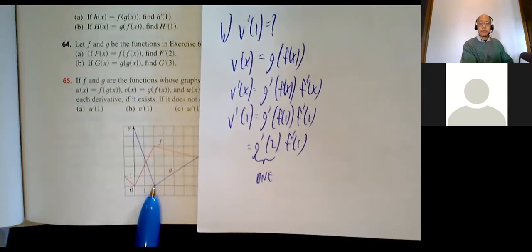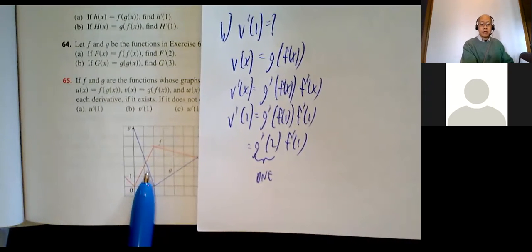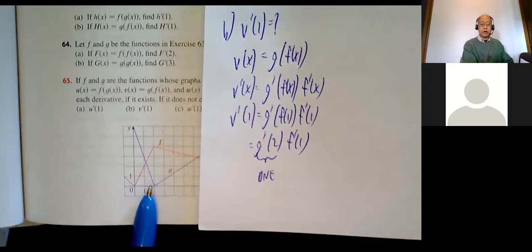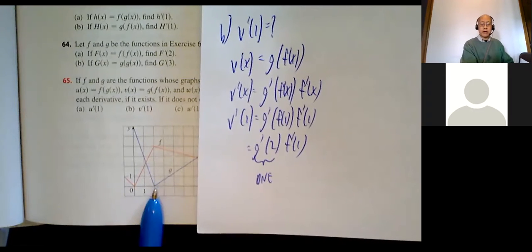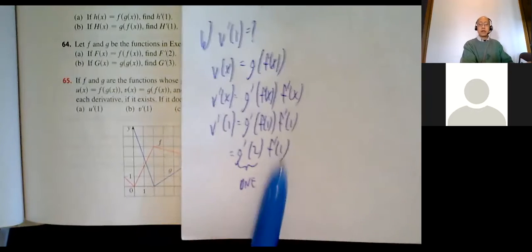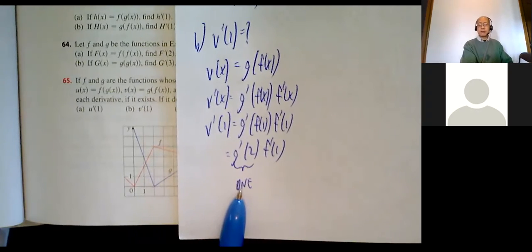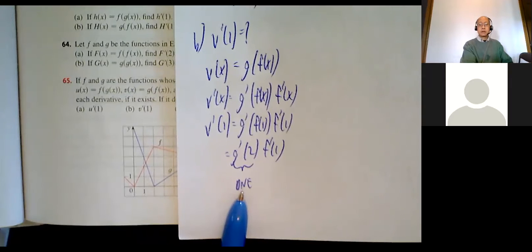It's a corner point. You have two different slopes depending on whether I come from the left or from the right. If I come from the left, the slope looks like negative whatever. And if I look at the slope coming from the right, it looks like positive whatever. Anyway, it's two different values. It's a corner point, so it doesn't matter whether this exists or not. The answer is the derivative does not exist for B.